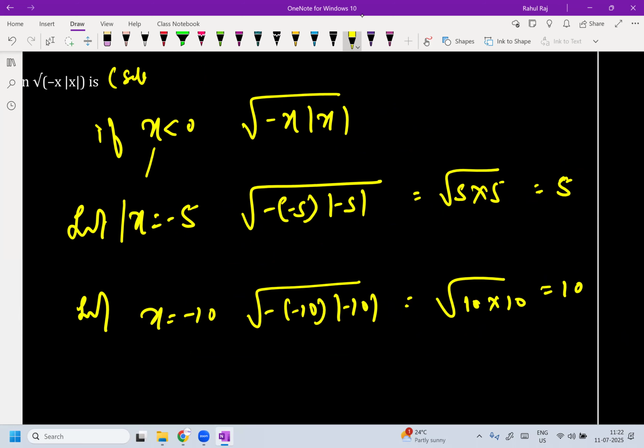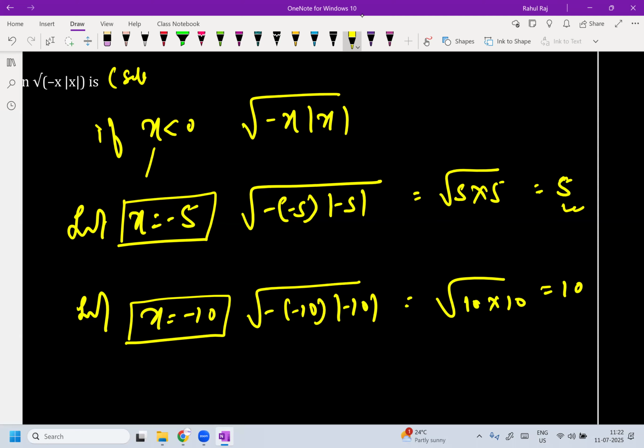See, x is equal to negative 5, right? You have assumed x is equal to negative 5. I have assumed x is equal to negative 10. Now you can't tell me your answer is 5 and my answer is 10, because if someone assumes x is equal to negative 100, how can he get 100 as the answer?